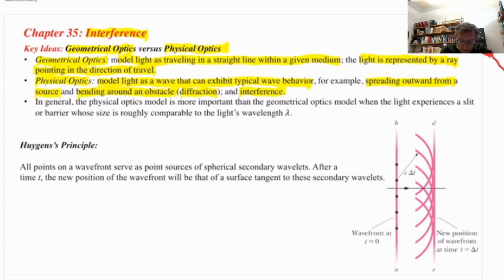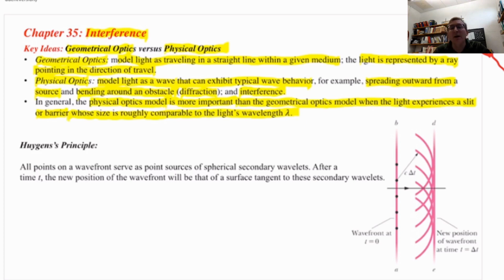Now, in general, the physical optics model of light is more important, and the one that you pretty much need to use compared to geometrical optics, when the light that you're studying is experiencing some kind of a slit, an opening, or a barrier, the size of which is roughly equal to the wavelength of the light. Now, visible light's wavelength is pretty small. A few hundred, 400 to 700 nanometers, right? Nano, 10 to the minus 9.